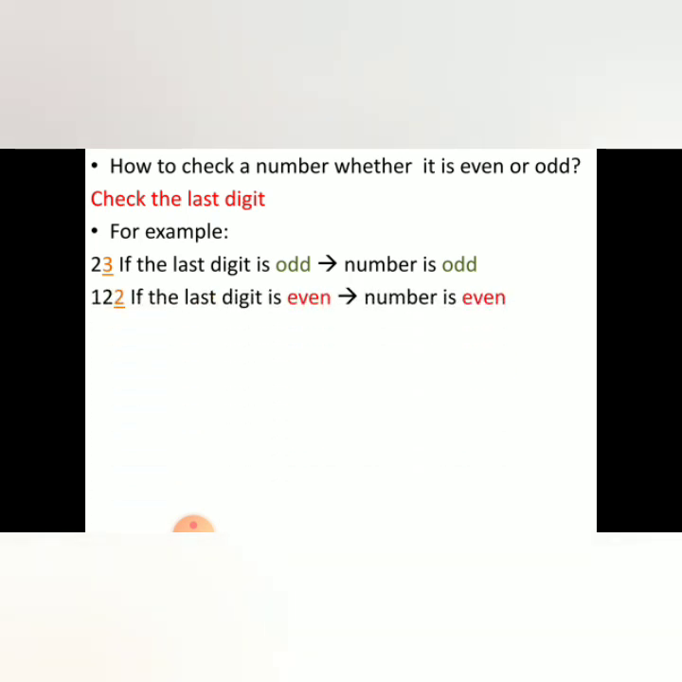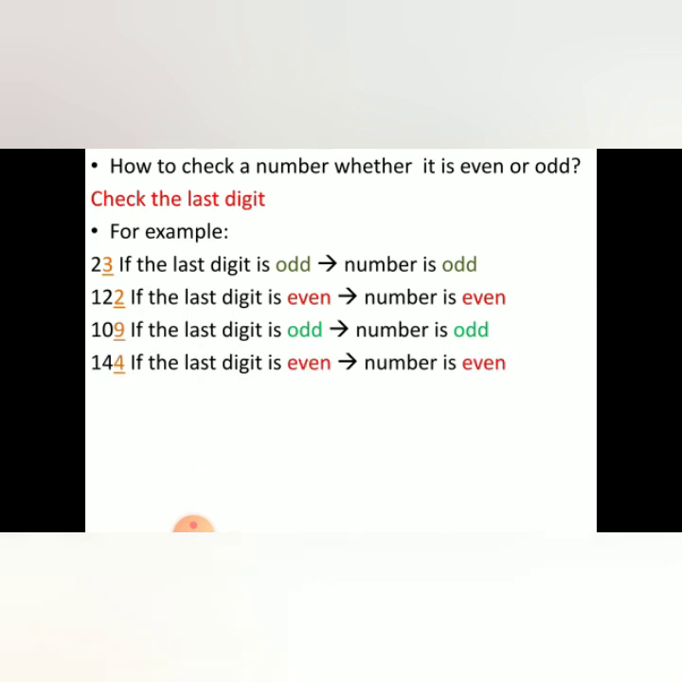122. The last digit is 2. If the last digit is even, then the number is also even. 109. The 9 is an odd number. So the number is also an odd number. 144. The last digit is 4. If the last digit is even, then the number is also even.